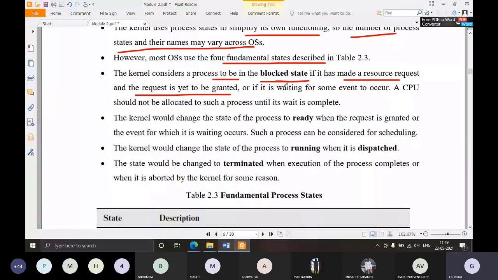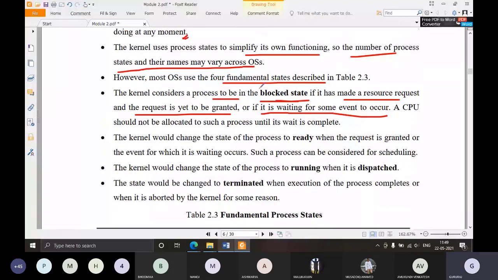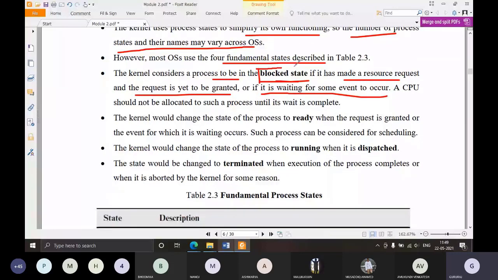This is one case. It also enters the blocked state if it is waiting for some event to occur. As I told, that event can be a key press, turning off or turning on an LED, or an input from a sensor. So in both cases, the process enters the blocked state. Whenever the process is in blocked state, the condition is that CPU should not be allocated to such a process until its wait is complete. So a process in blocked state will not be assigned the CPU.